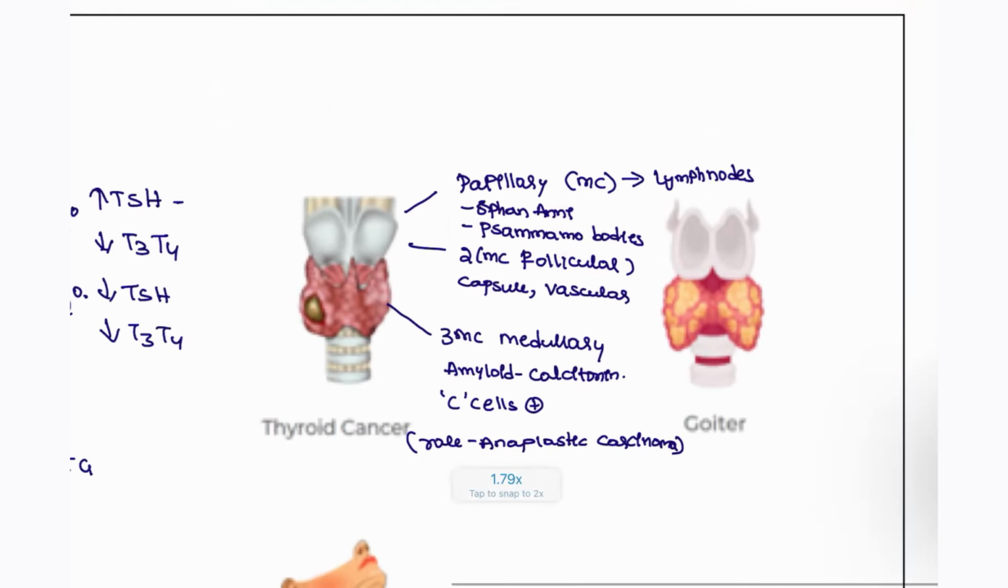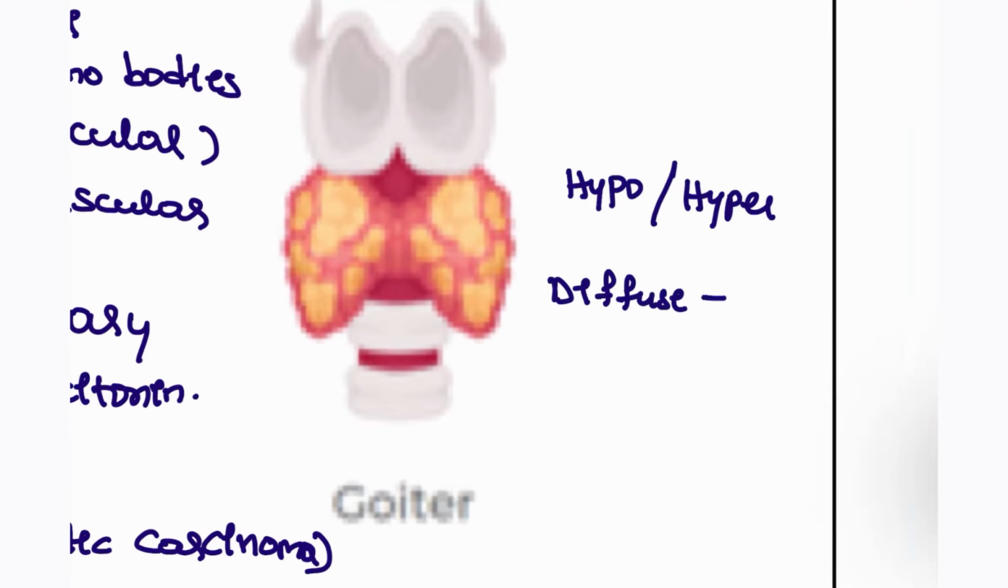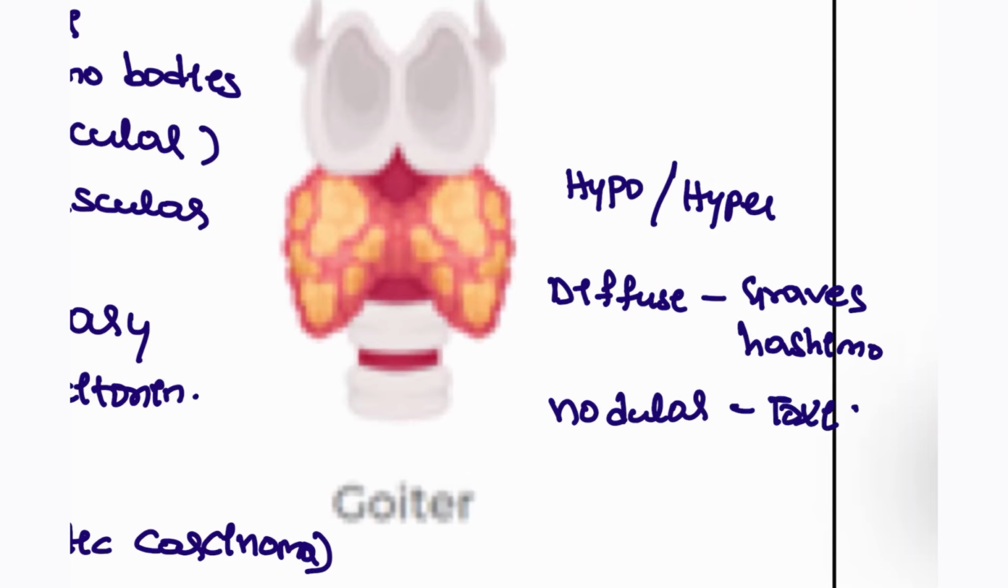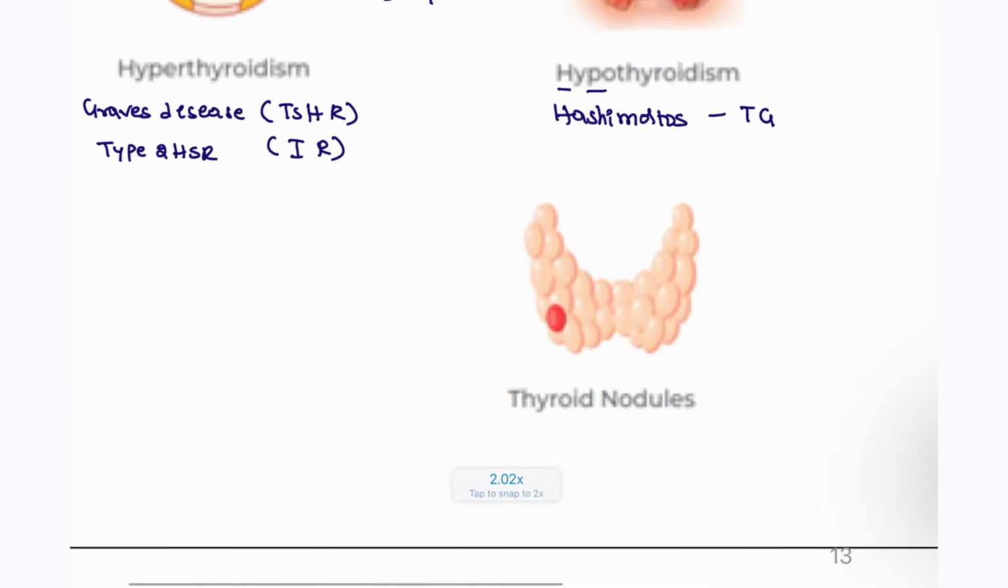Okay. Next, this is the goiter. Goiter is seen in both conditions, guys, hypo and also hyper. Hypo patients are also seen and hyper patients are also seen. That is the goiter. Smooth goiter and the diffuse. If you see the diffuse goiter, this is associated with Graves and Hashimoto. If you see nodular goiter, that is associated with the toxic type. Next, moving on to the thyroid nodules.